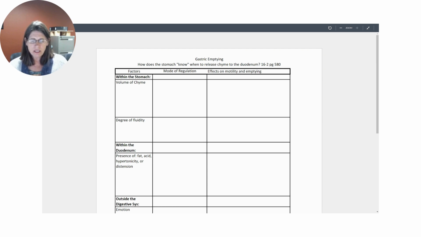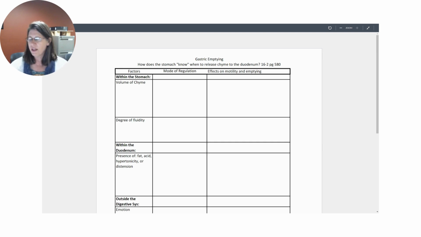The greater the excitability, the more frequently that basal electrical rhythm, remember, that oscillating rhythm from the pacemaker cells, generates action potentials, meaning they reach threshold. That causes a greater strength of the antral peristalsis, and then a faster rate of gastric emptying. Okay, so let's go with the table here. It's going to start again with factors within the stomach.